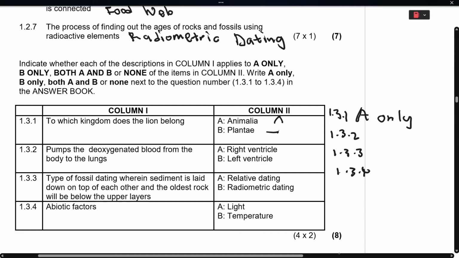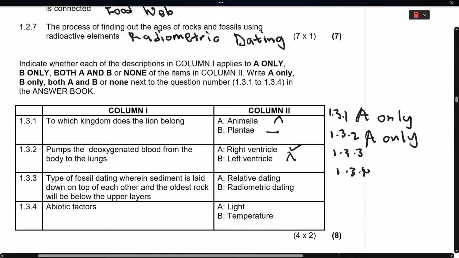1.3.2, pumps the deoxygenated blood from the body to the lungs. So we come here and check. Does the right ventricle pump the deoxygenated blood? Yes. But what does the left ventricle do? It pumps oxygenated blood. So this one we rule out. So we are left with A only.